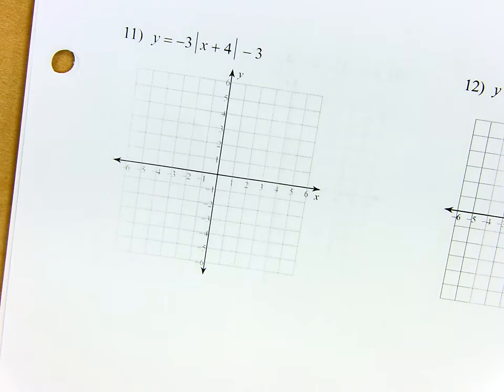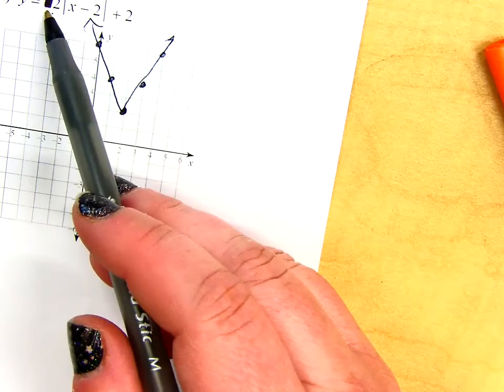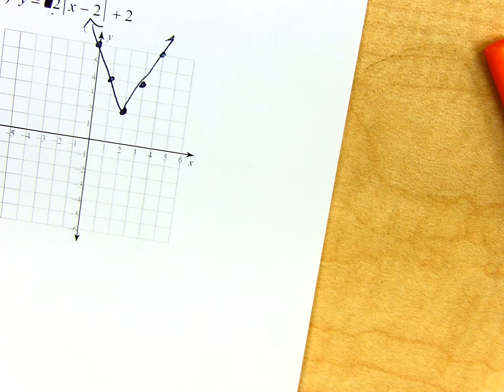Wait, wait, why is it going up? Because I told you to cross out the negative. Oh. But you're right. If that negative was there, it'd be down. It was just that every single one on this page is negative, so I figured we should practice a positive one.